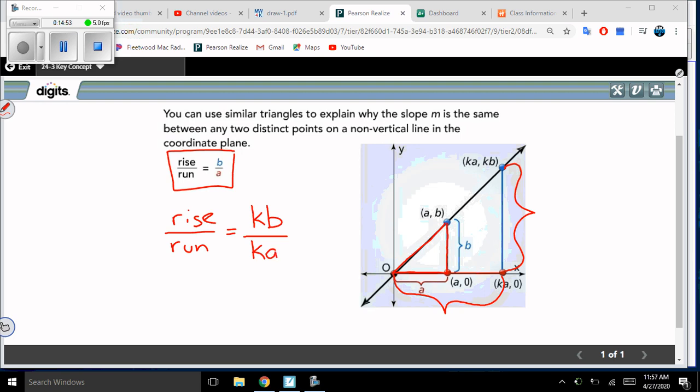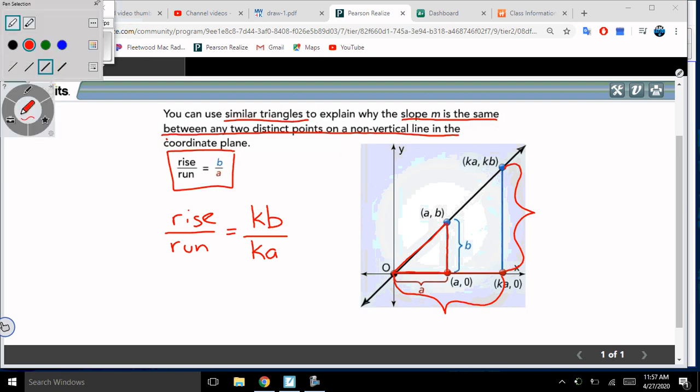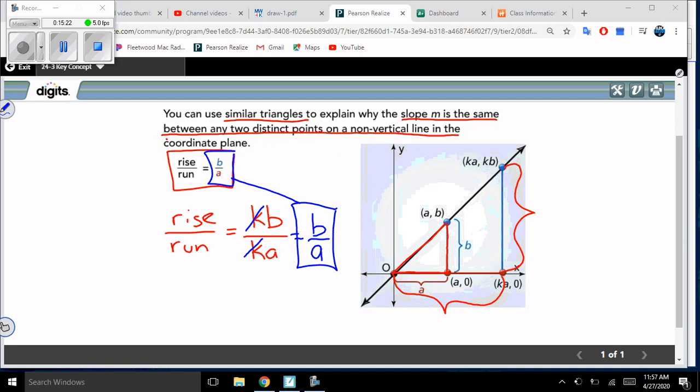And so what they're trying to show you is that the slope M is the same between any two distinct points on a non-vertical line in the coordinate plane. And we know this via similar triangles. These are going to be similar triangles. And so you can see what's going to happen here is, in essence, K is going to cancel out in this situation, again, leaving us with this B to A ratio. And so they're trying to show you that this and this are going to be the same exact slope. All right?